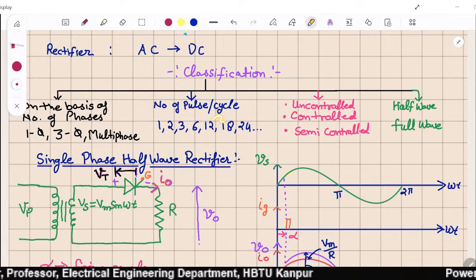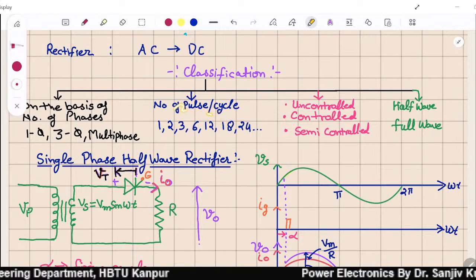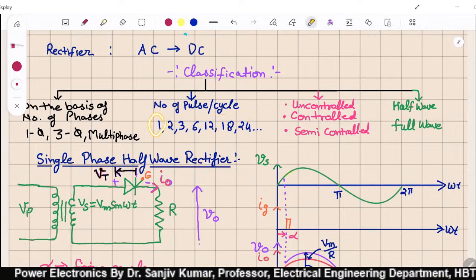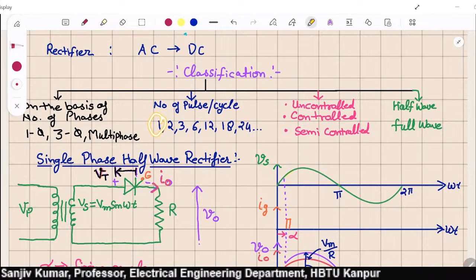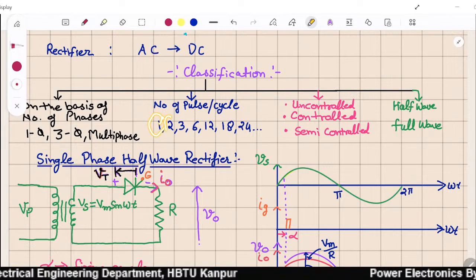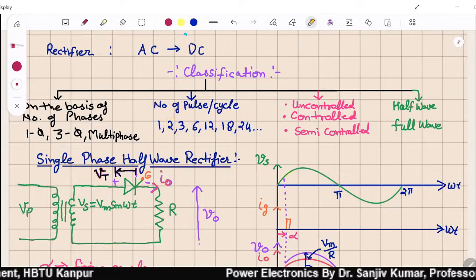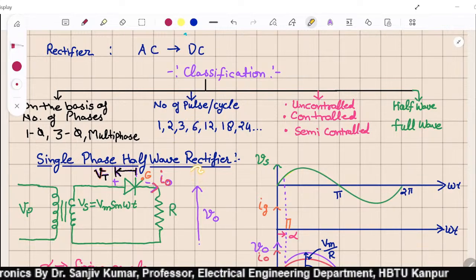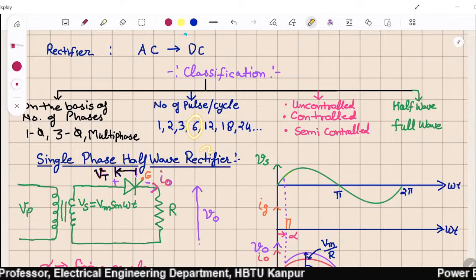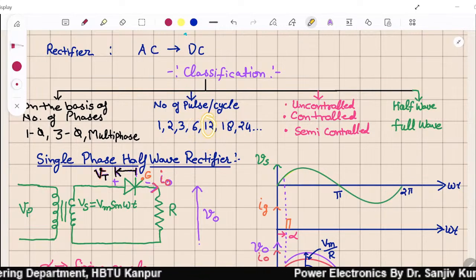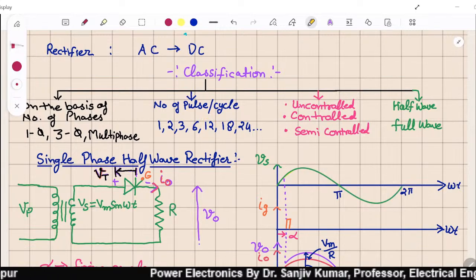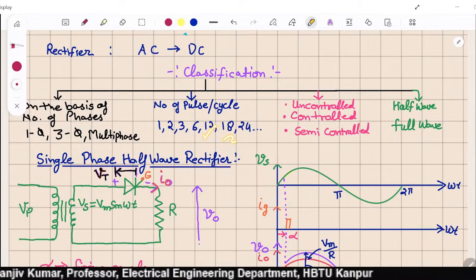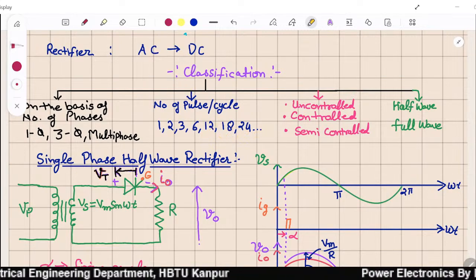Other category is number of pulses per cycle. For example, if it is a half wave rectifier, then only one pulse would occur per cycle. If it is a single phase full bridge or center tap type, then 2 pulses would occur. If it is a 3-phase half wave, then 3 pulses would occur. Likewise for full wave, 6. And if it is a multi-pulse converter, which is used for reducing the harmonic content, then it could be 12, 18, 24 or 48 pulse.